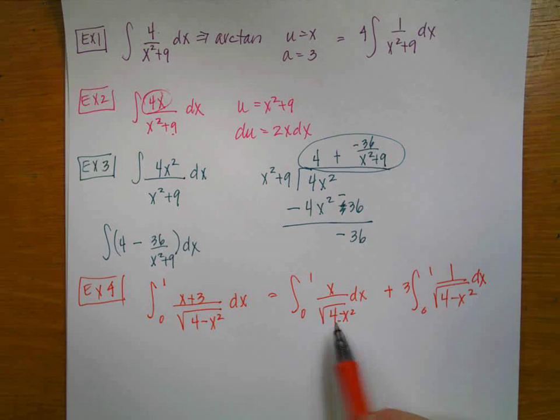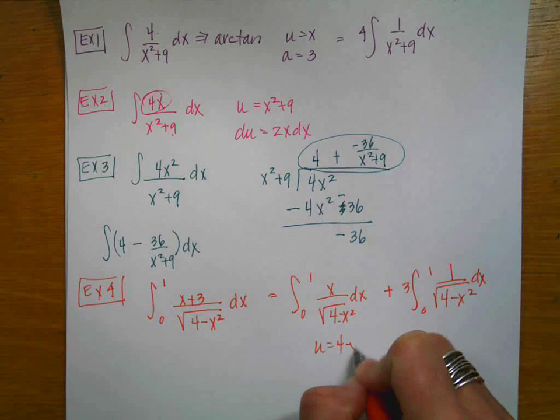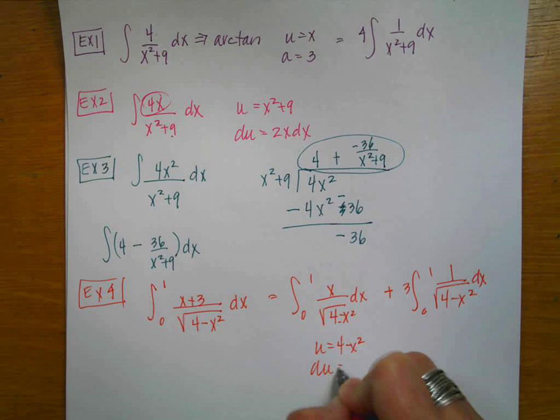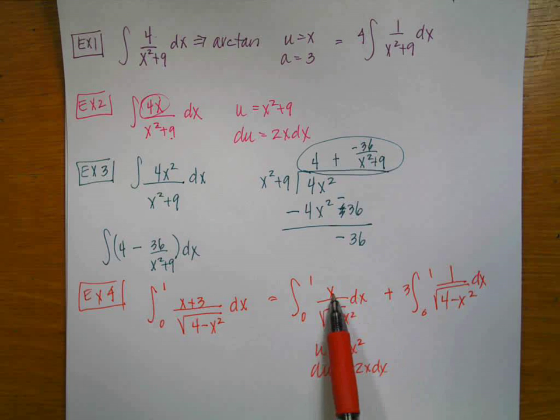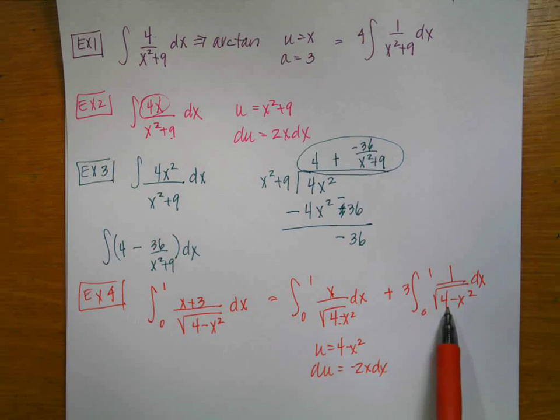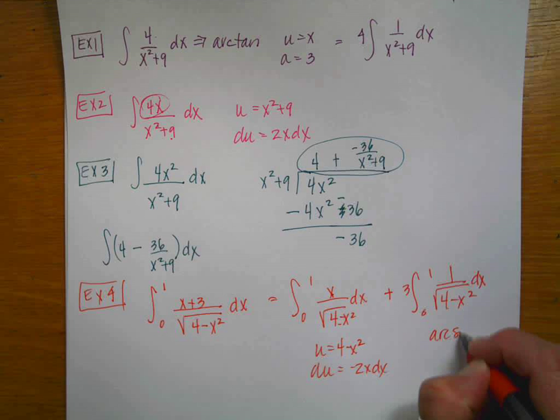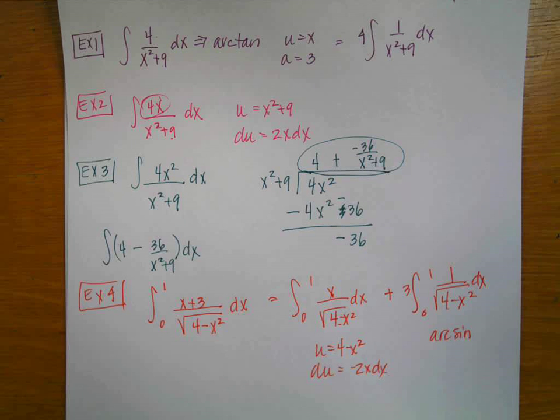This one is going to be u substitution, where your u is your 4 minus x squared, and your du is a negative 2x dx. So that's simple to manage. This one is going to be an arc sine. So splitting the function up into two separate entities made the integration a little bit easier.